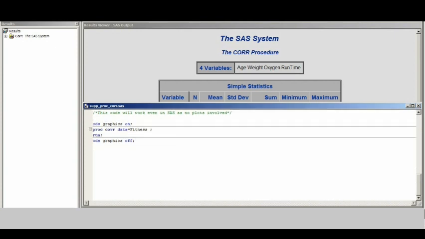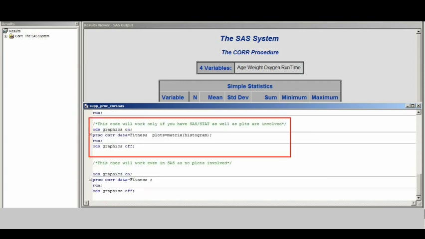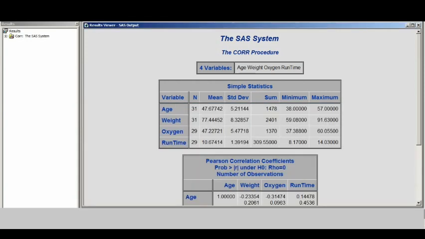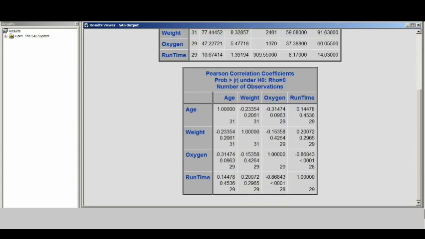So once you use this PROC CORR with the fitness data, plot=matrix histogram, etc. Here we are not plotting the histogram, so ODS graphics is off. You get this output. It first gives you the simple statistics for all the variables: standard deviation, sum, mean, maximum and so on. Whenever you have more than 2 variables, SAS always prints a matrix of correlation coefficients.